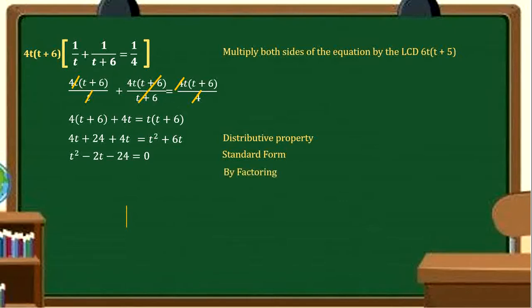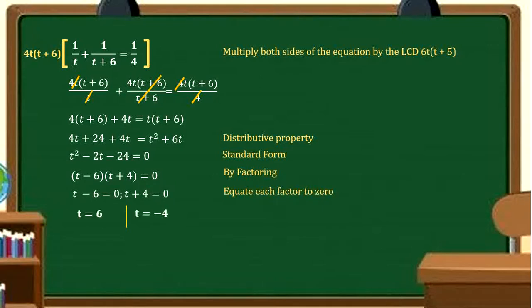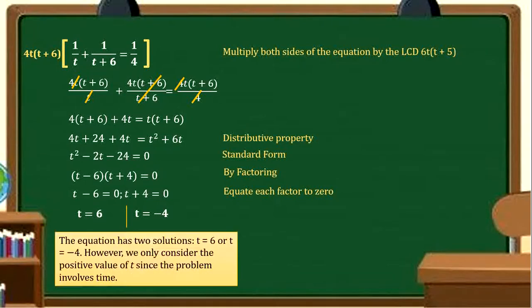So, by factoring, we have T minus 6 and then T plus 4 equals 0. So, equate to 0 and then T equals 6 and then T equals negative 4. So, the equation has two solutions: T equals 6 or T equals negative 4. However, we only consider the positive value of T since the problem involves time. So, ang sagot lang natin for the value of T is 6.